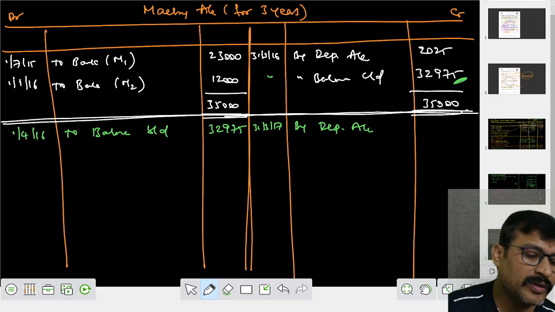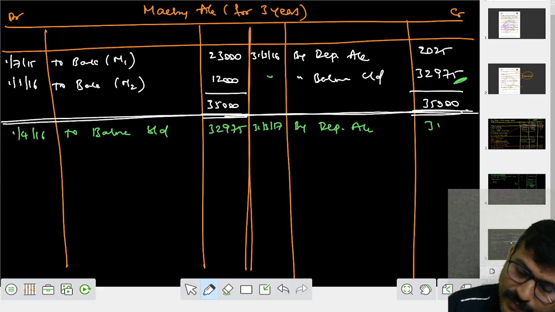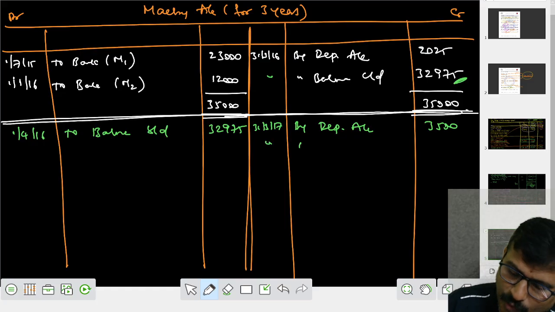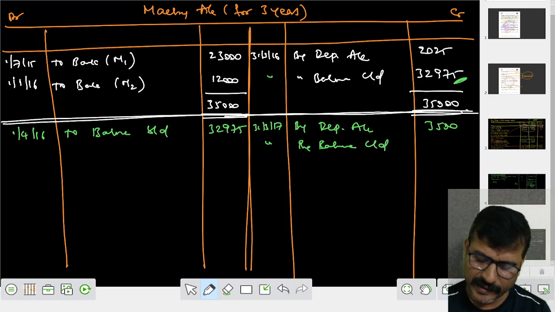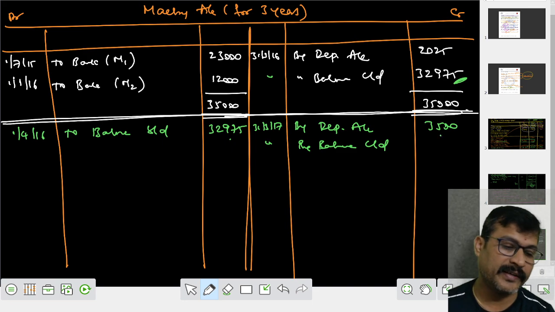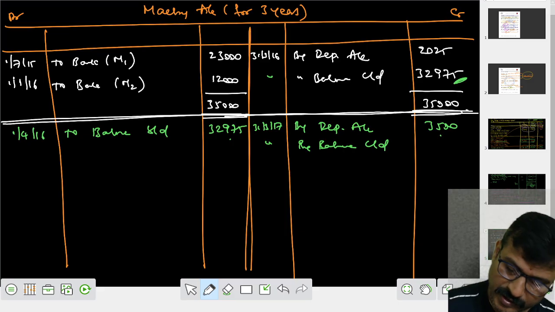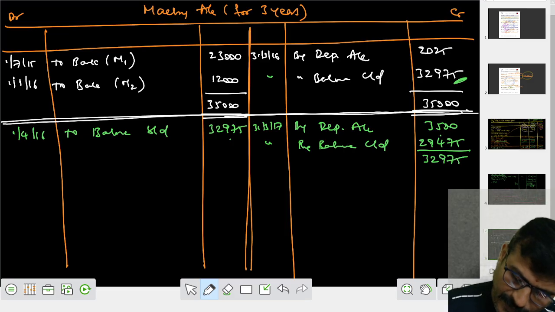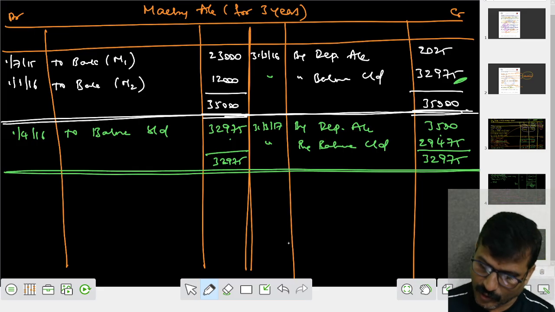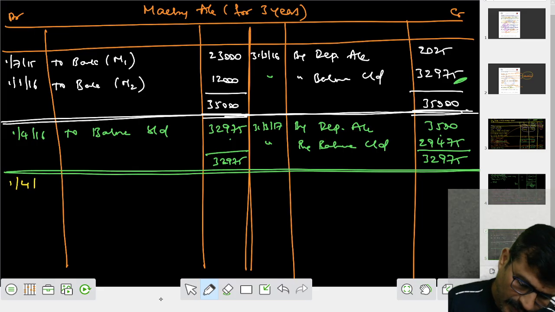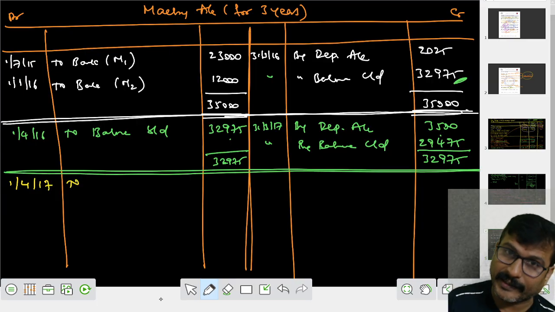By depreciation account, the depreciation on both the machines comes to 3,500. Put the dot for the dates. By balance carried down. Take the calculator, 32,975 minus 3,500. It comes to rupees 29,475. Total is 32,975. Close completely in the second year also. Let us move on to the third year. Third year is on what? 1st April 17, right? March 17 close, April 17 open.